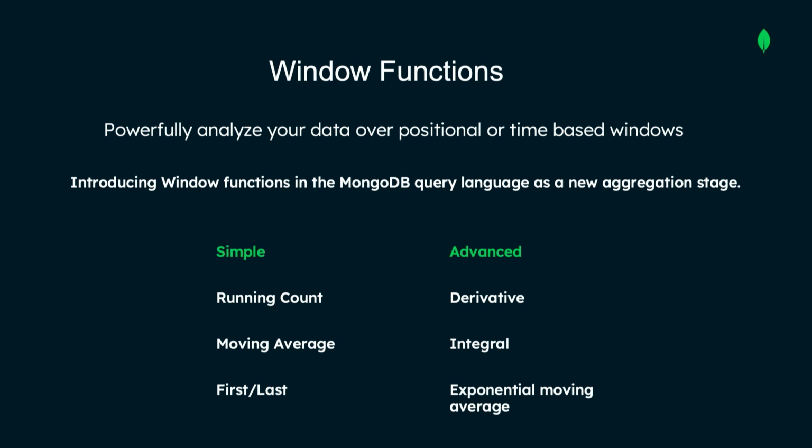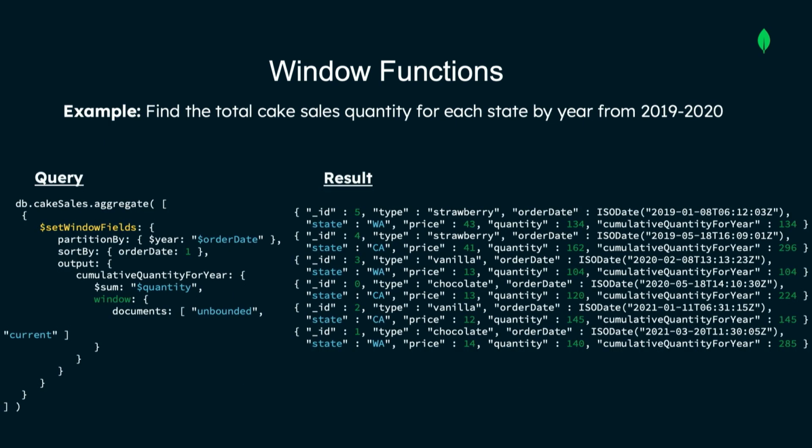In the SQL world, I believe these are called SQL analytical functions, and the windows are in function of the rows. The nice thing is in MongoDB, it can be in function of the time. So you can do a 15-minute moving average window function, for example. And besides the simple use case functions of running some moving average, we also implemented more advanced ones, such as derivatives, integral, or exponential moving average. This is an example of a window function calculating the total sales by state cumulatively for different years.